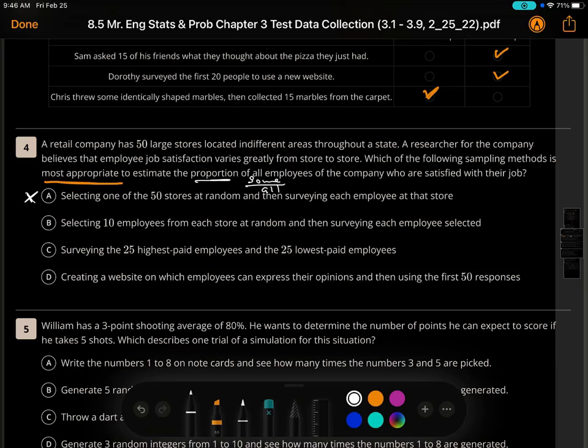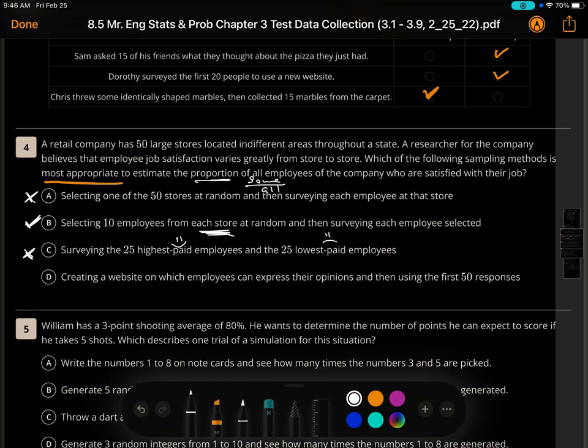B, selecting 10 employees from each store at random and then surveying each employee selected. I like this because every store is being represented. So I like this one. C, surveying the 25 highest paid employees and the 25 lowest paid employees. I think the highest people are going to be happy, and the 25 lowest are probably not going to be. They'll be a little bit more critical. So I don't think that's a good representation.